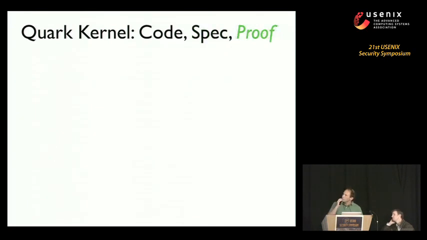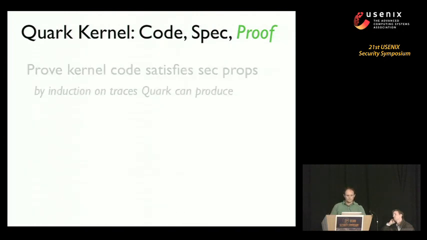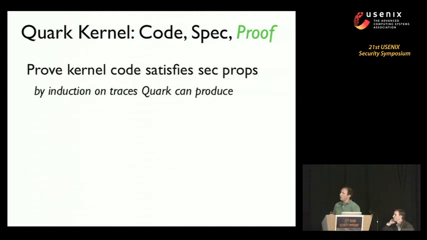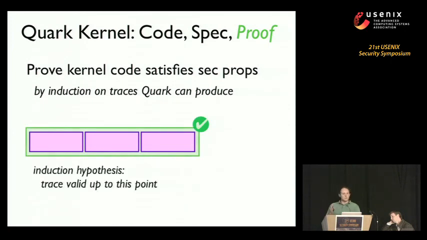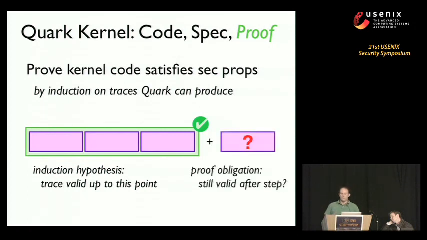So now we've seen a brief overview of the QUARK kernel code and the specification. Let's move on to seeing how we're actually able to show that the code satisfies the spec. Essentially, the proof proceeds by induction on the set of traces QUARK could possibly produce. So the base case is easy. If you haven't made any system calls, you haven't done anything, so you clearly haven't violated any security properties. And in the inductive case, we assume we have some trace, which up to this point is valid. And then our obligation is to show, if we take an additional step, that all the security properties still hold.